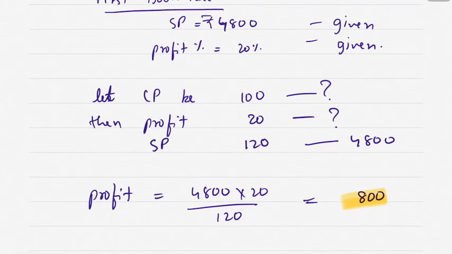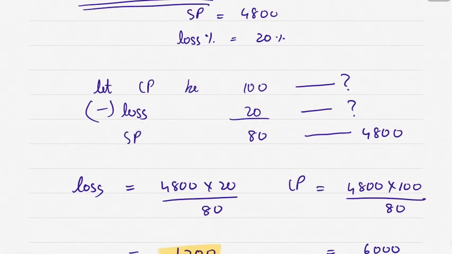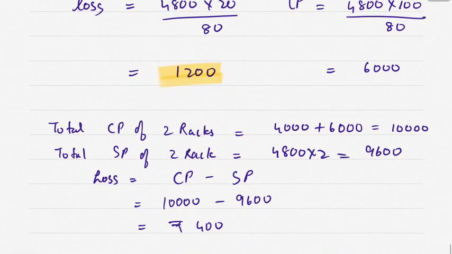On the sale of the first book rack, there was a profit of 20%, so you calculated profit as well as cost price. On the second book rack also, there was a loss of 20%. You calculated cost price as well as the loss.